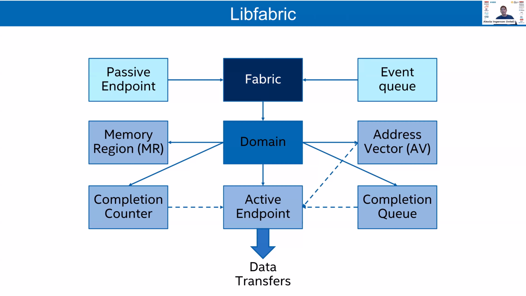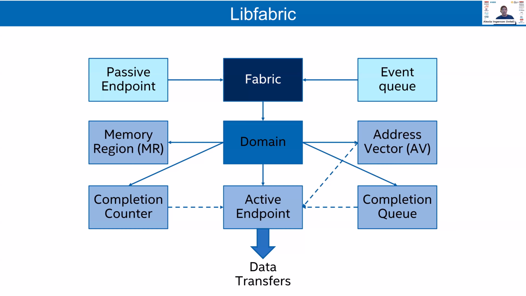So the fabric represents the collection of hardware and software resources that all access the single physical or virtual network. So all the network ports on a system that can all communicate with each other through their attached networks, those are all in the same fabric. All of the other Libfabric resources are all allocated within the space of that fabric or network.